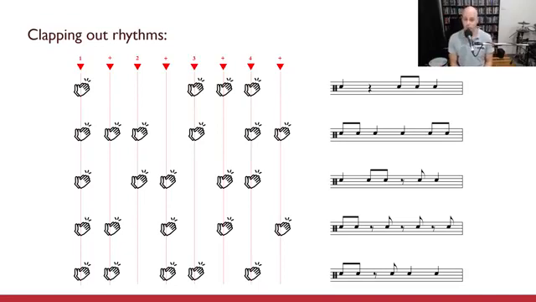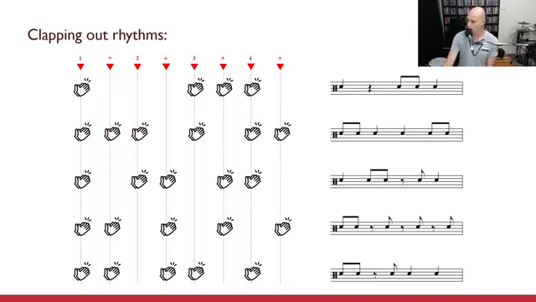So it's 1, 2, 3 and 4 and 1 and 2 and 3 and 4 and 1 and 2 and 3 and 4 and 1, 2, 3 and 4. Okay? So fairly simple rhythm, but what would it look like written down on paper?